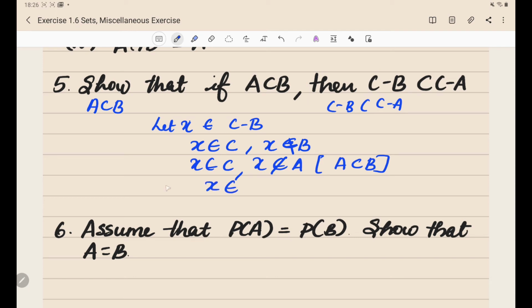So what does that imply? x belongs to C minus A. So if x belongs to C minus B, x also belongs to C minus A, and you can say that C minus B is a subset of C minus A. I hope it's clear. For that, we have considered an element from C minus B. Then we have proved that x belongs to C and x does not belong to set B. If x belongs to C, then x does not belong to A also. Why? Because A is a subset of B. Hence, that implies that x belongs to C minus A. Therefore, we can say that C minus B is a subset of C minus A.